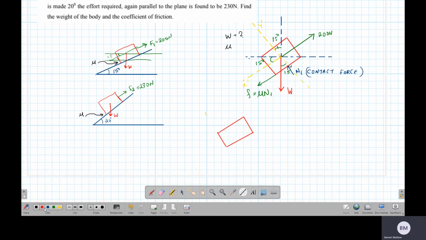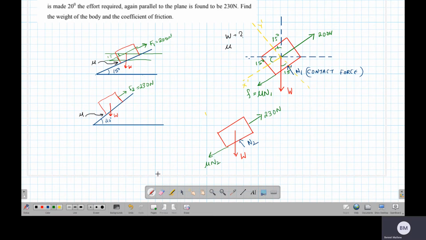So I have my W here acting downwards. This W will be the same. I have my force acting this way, 230 Newton. Now what about the normal force? The normal force will be different. So since the normal force is different, the friction force also will be different.